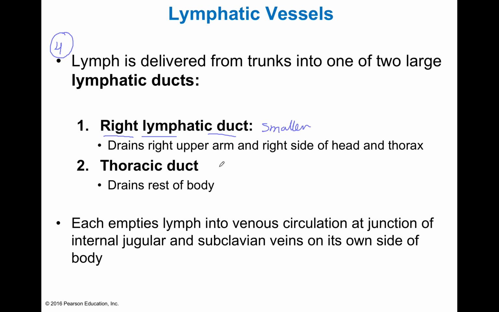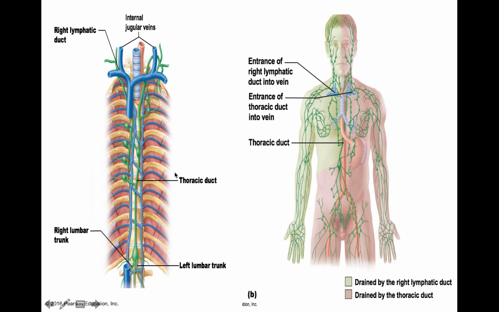And the second one is the thoracic duct, which is the larger of the two. If you take a look at where they drain, it makes sense because the right lymphatic duct only collects from your right arm and the right side of the head and thorax, versus the thoracic duct, which will be draining from basically the rest of the body. Here is a picture that highlights what I'm trying to describe.